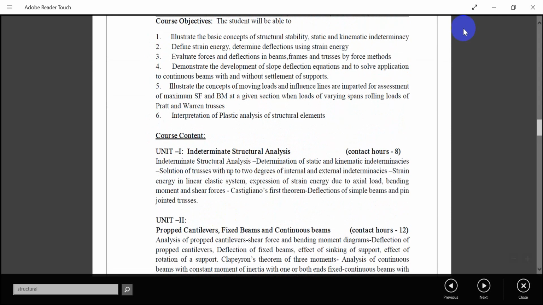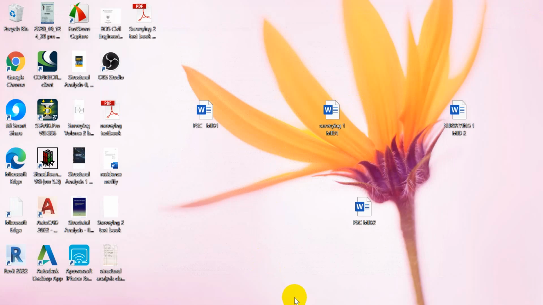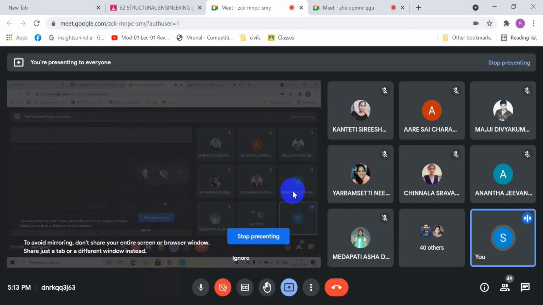So that is the syllabus. We can close the second unit. So I have a small doubt, not a doubt.